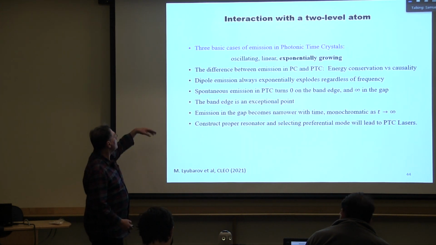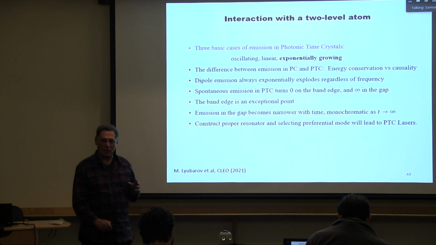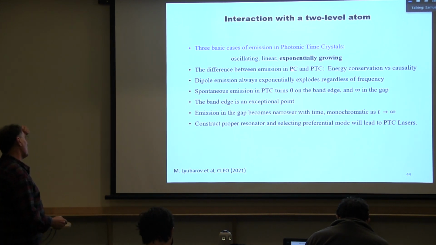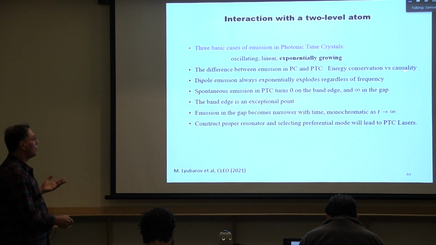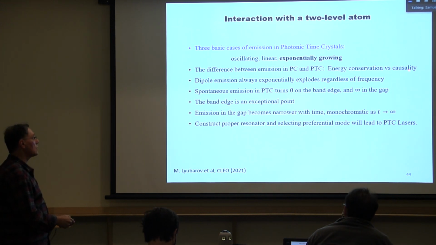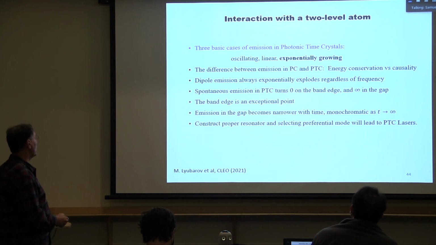So this is more or less some of the ideas that we looked at. Some of that we solved, some of them we didn't. There are three basic cases of emission by a two-level atom in a photonic time crystal: oscillating, linear, and exponentially growing. The difference between emission in a photonic crystal and a photonic time crystal is that a photonic crystal is restricted by energy conservation, and a photonic time crystal is restricted by causality.